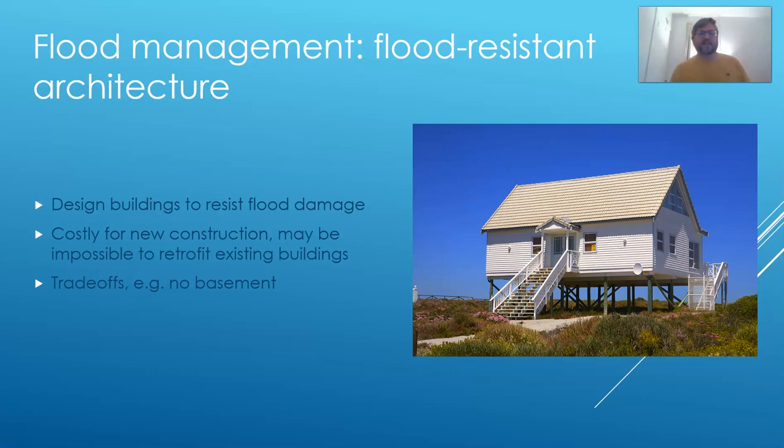So that's great. Downside is, first, it's expensive to do that. It's costly to do that for new construction, and it may be just flat out impossible to retrofit an existing building. So if that house was built on the ground, there might be no practical way to lift it up onto stilts, depending on how it was built and so forth. It just might be impossible. You'd have to totally knock down the house and build a brand new one if you wanted to implement some of these things. And there are big trade-offs. So that house has no basement, and basements are important. They're very useful things to have when it's not flooding.